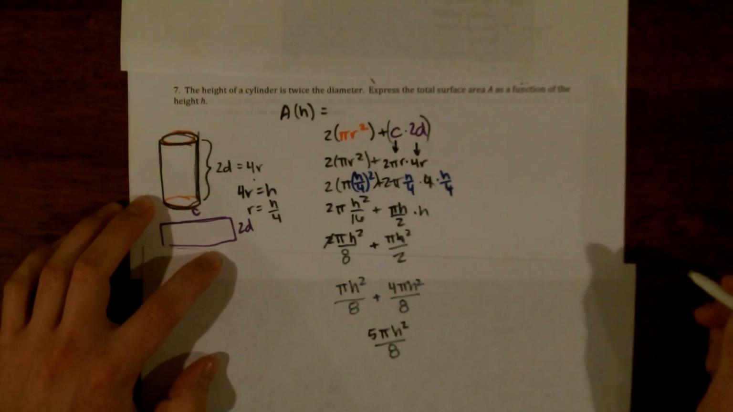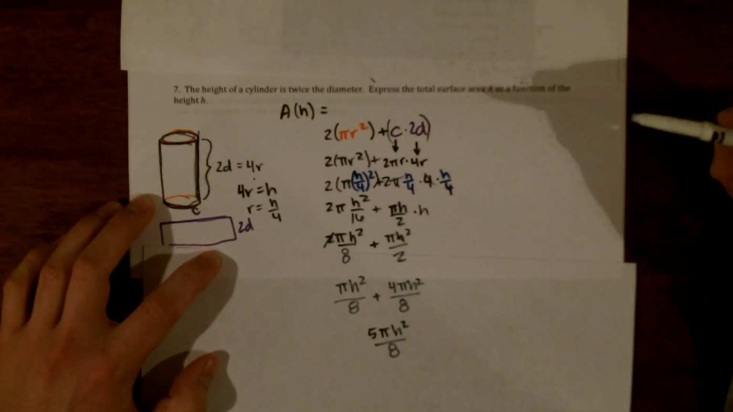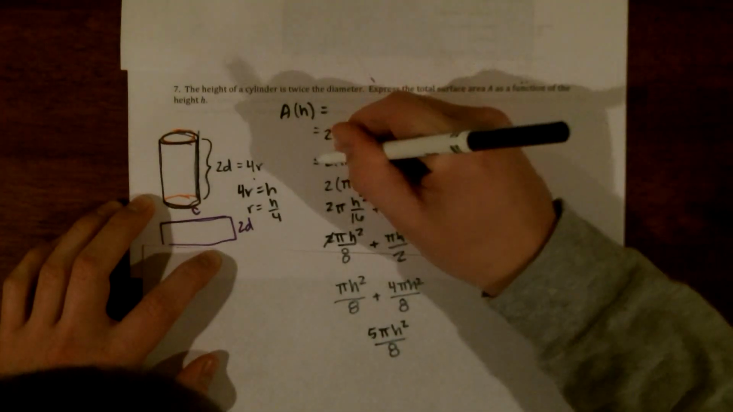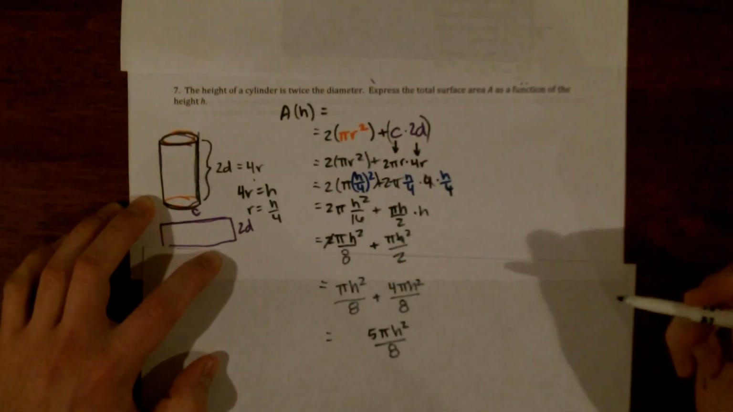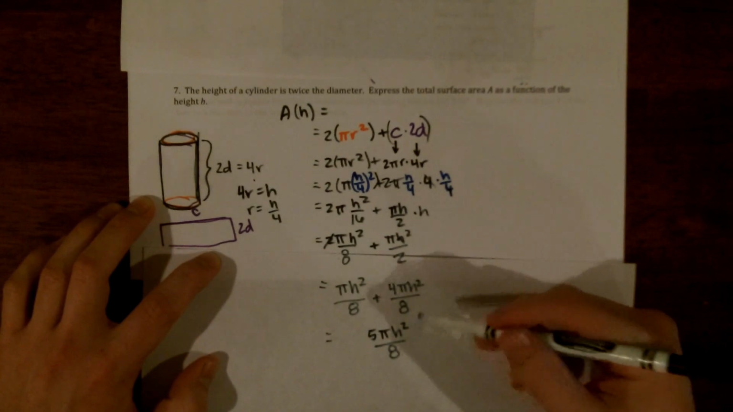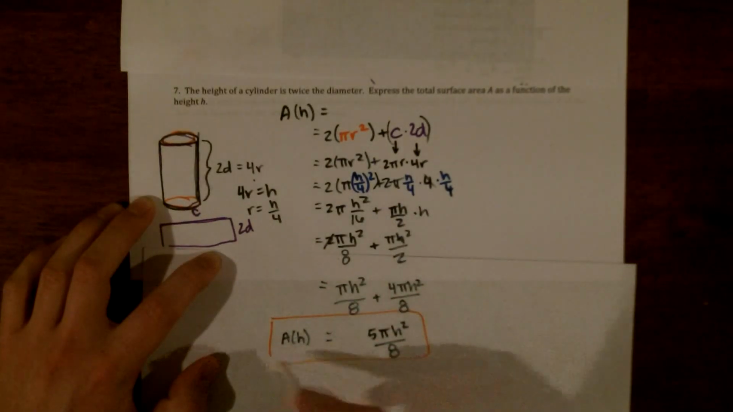And what was it I was looking for again? I was looking for the surface area as a function of h. So all of these were surface area all the way down to the bottom here, and this one is in terms of h. That is what we wanted. So we are done. This is our surface area in terms of h.